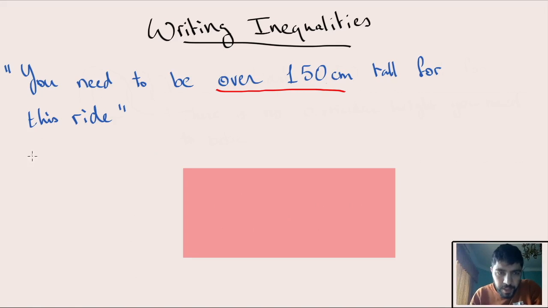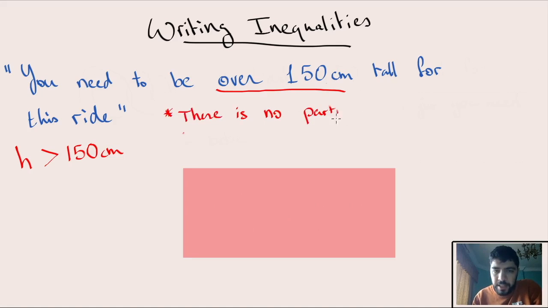I don't know. But in this case, your height, let's say it's h, would have to be greater than 150 centimeters. And I'm using the sign here. We'll talk about signs in more detail, but I'm assuming you've seen it before. So your height has to be greater than 150 centimeters. Okay? And the most important thing here to notice is that there's no specific or particular height that you need to be. Okay? So please make note of that. There are multiple solutions here.